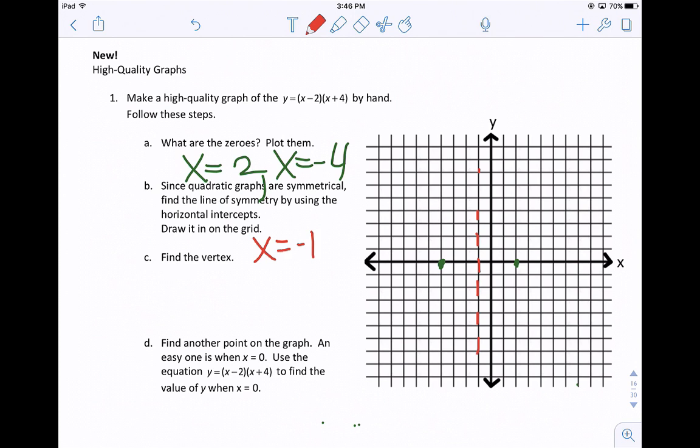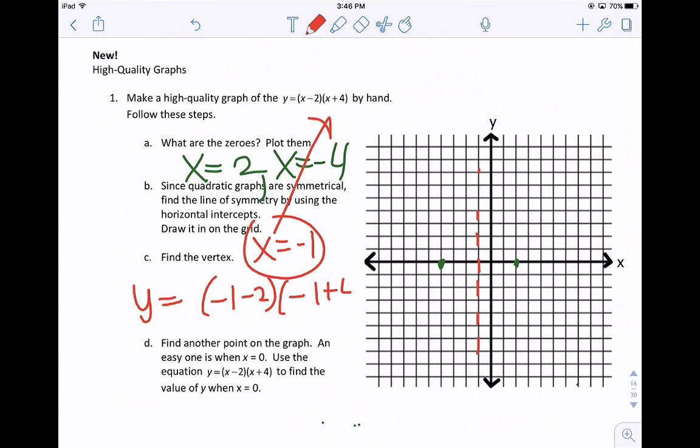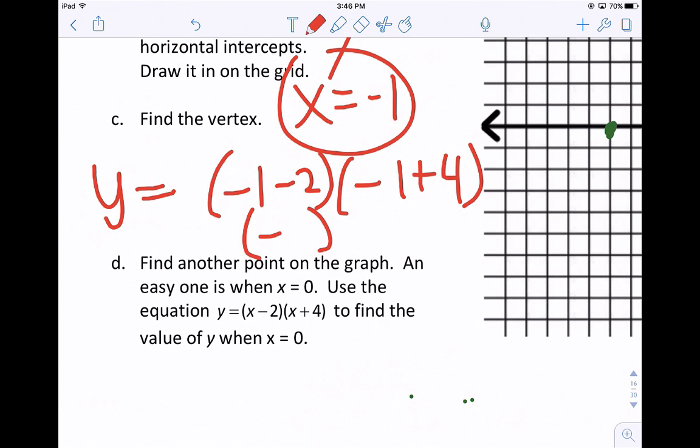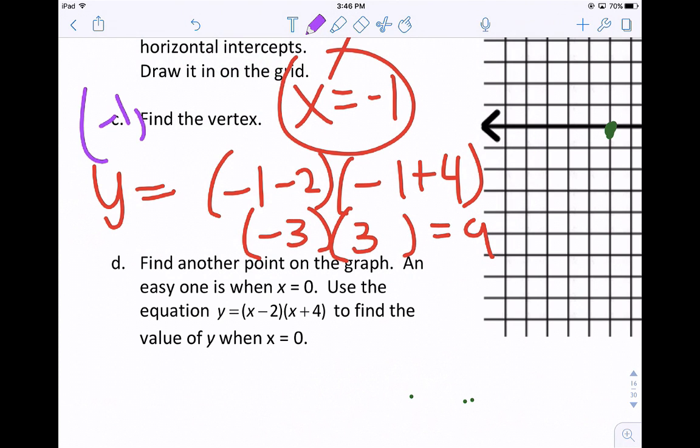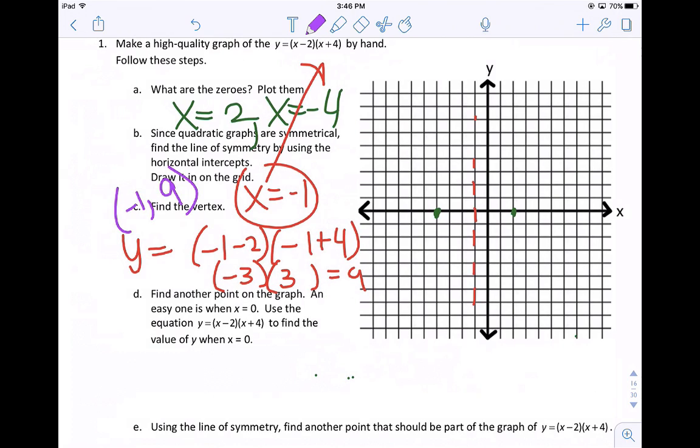To find the vertex, it's along that line, but I'm going to plug in where x is negative 1 into factored form. So we have y equals negative 1 minus 2 times negative 1 plus 4. So all we did was plug in a negative 1 for the x values. This becomes a negative 3, and this becomes a 3, and so that gives us 9. So our vertex, when x is negative 1, the y value is 9. So negative 1, 9 is the vertex.